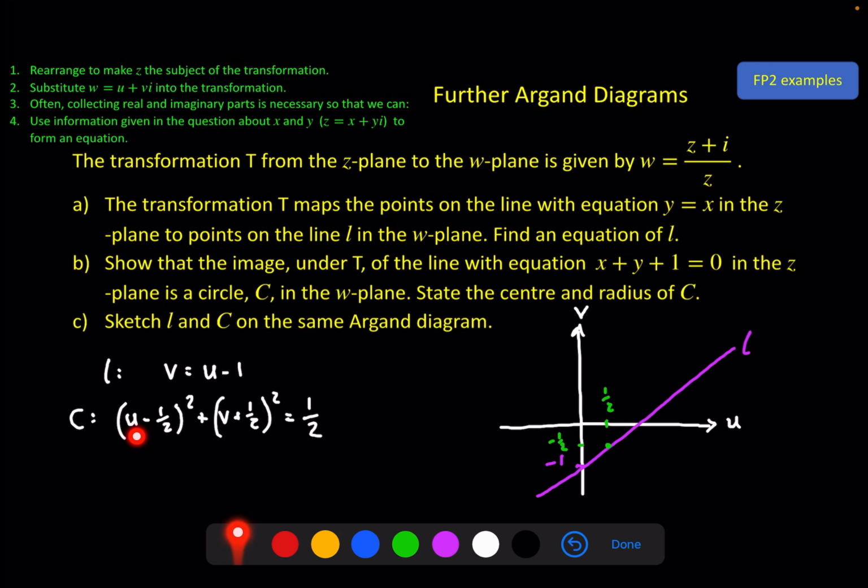And take note as well, if you put 0 and 0 for u and v, we end up with the statement a quarter plus a quarter equals a half, which is true, so it also goes through 0, 0. And by symmetry, we can see it will also go through the point here where the line crosses the v-axis, and also over here where it crosses the u-axis. Here is C.